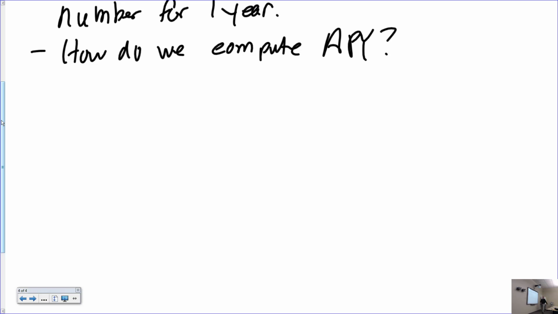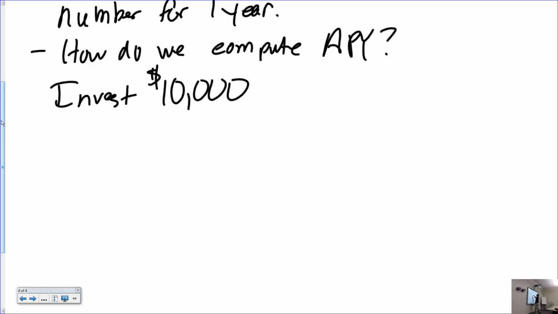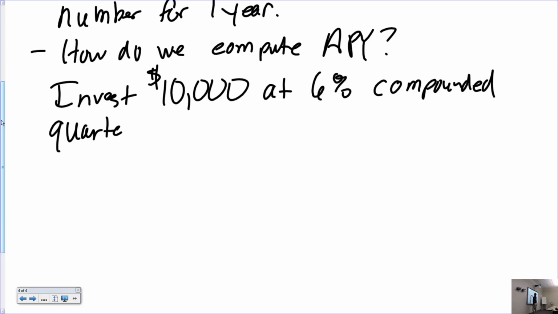Alright, so, let's suppose that I invest, let's keep the numbers simple so it's not a pain in the butt or anything like that, $10,000, nice easy number, at 6% compounded quarterly. I say find the APY for this investment. Okay, so in other words, take that 6% compounded quarterly and convert it to simple interest. Okay? The simple interest rate.